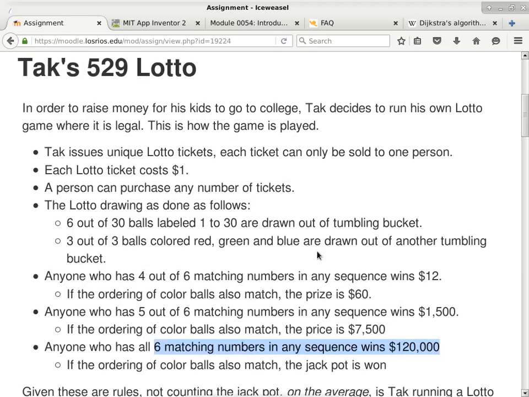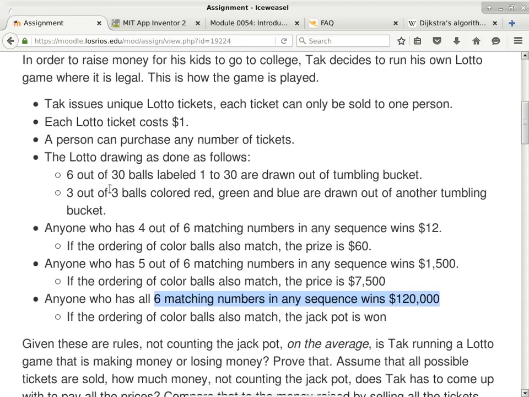So maybe I'll just work this one out in class, and I'll give you a different homework assignment. I think that's probably the best way to do it, instead of having you guys copy and paste. All right, so let's do this analysis. The first one is how do I match 6? Okay, 6 out of 30.